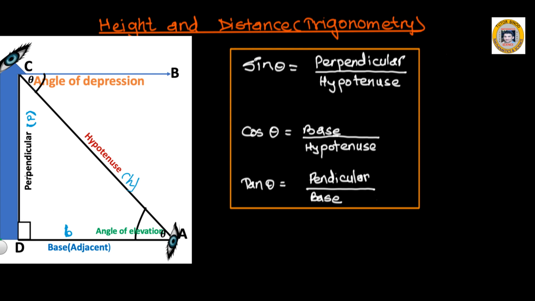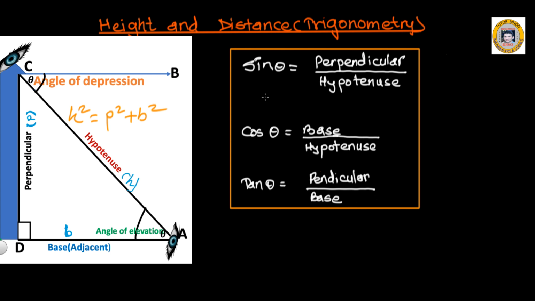The right angle triangle consists of hypotenuse, base and perpendicular. Also, you should know the Pythagorean theorem, which states that h square equals to p square plus b square. So square of hypotenuse is always equal to the sum of square of perpendicular and base.